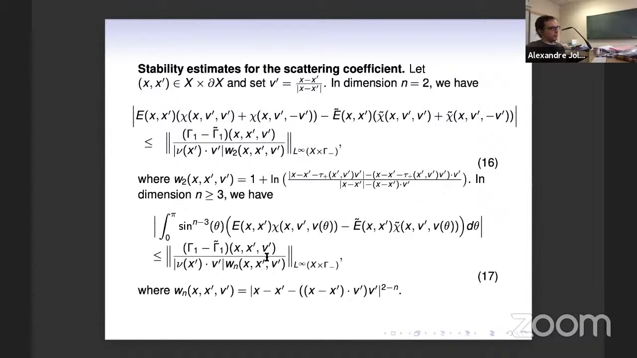They are not that good. I mean, the norms are not practical. For example, here you have the same problem as the average measurements, because you have a norm on gamma 1 minus gamma 1 tilde. And it means that you will need to retrieve exactly the ballistic term from the measurements. So in practice, it's not that good.